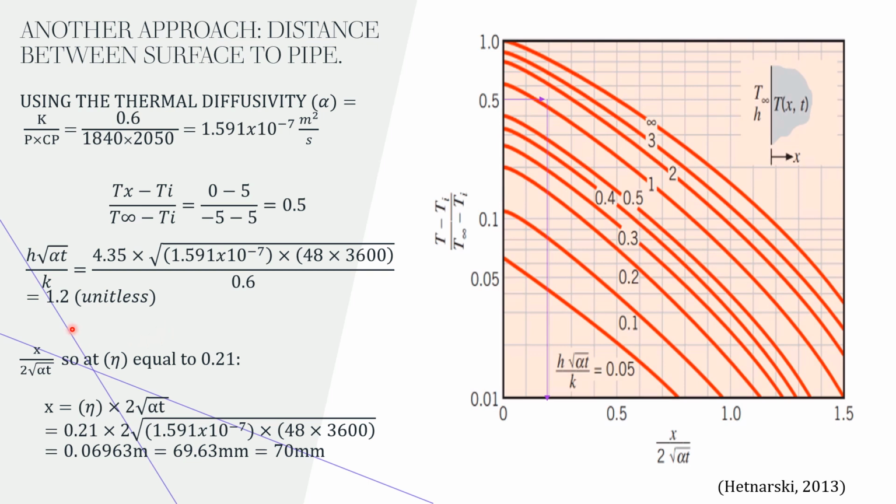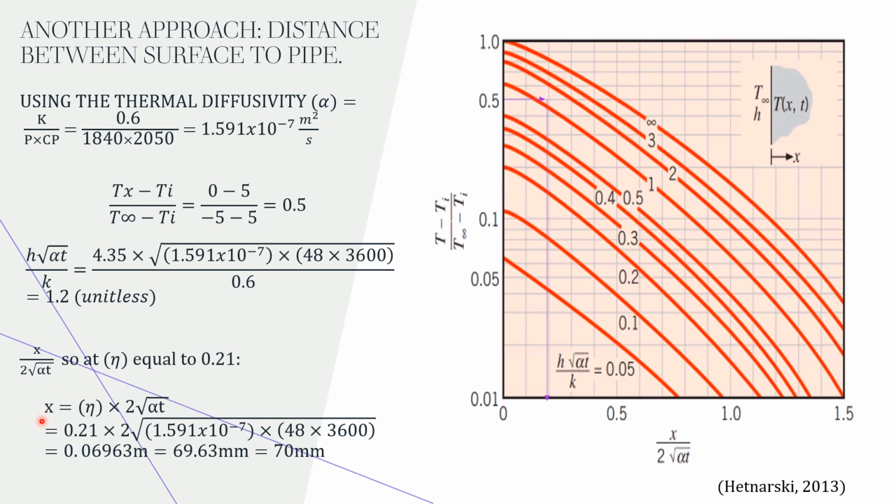Now, following on, the next thing is finding this value over here, which is the heat transfer coefficient multiplied by the square root of alpha multiplied by the time divided by the thermal conductivity of the soil, which will equal 1.2. The next thing, therefore, is finding x. So we have this value over here, and now all we need to do is find the x-axis over here. So we drop this line down, and it will be equal to 0.2 approximately for this value over here.